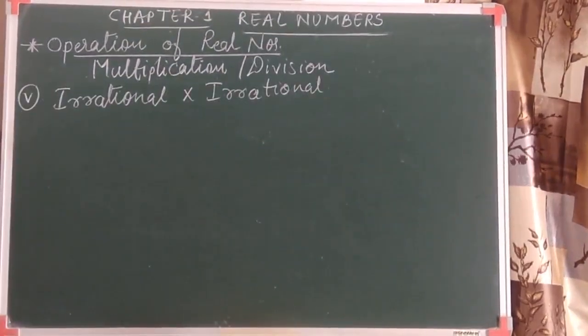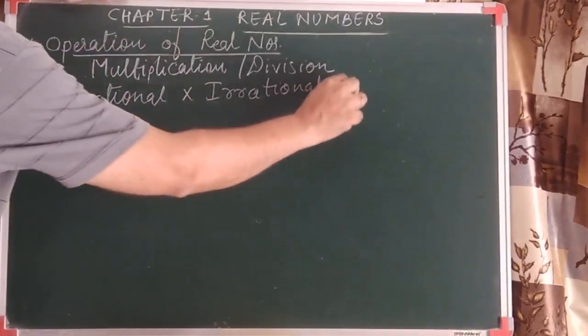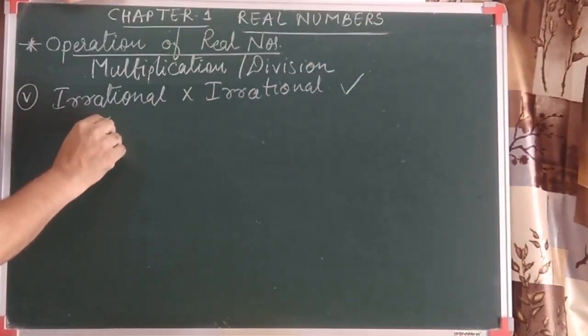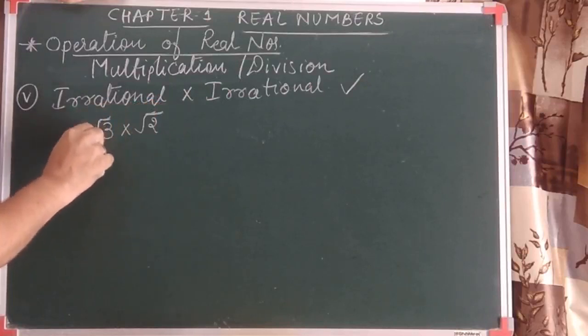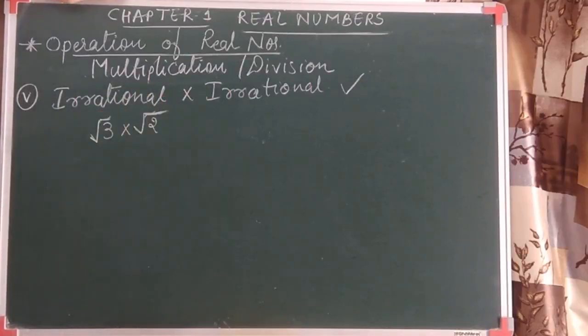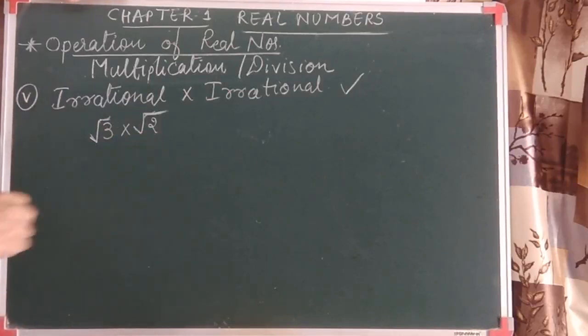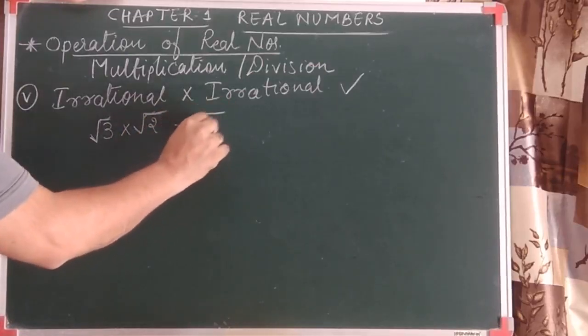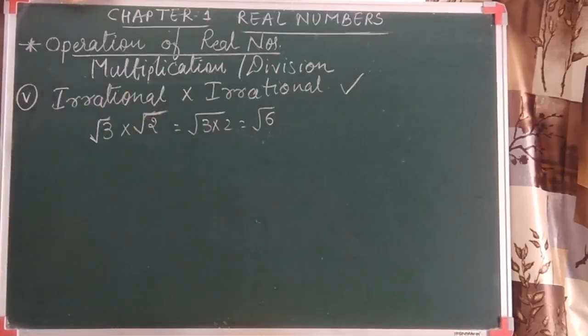Let us see one more operation, that is between two irrational numbers. Here the product between two irrational numbers is always possible. Let's take one irrational number root 3, another irrational number root 3. As we discussed in the operation of addition and subtraction, it can be possible if they are like irrational. But here in multiplication, if the irrational numbers are unlike, then also the product is possible. We can say that this step is not necessary to do.